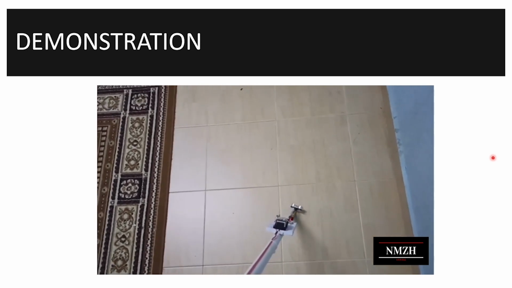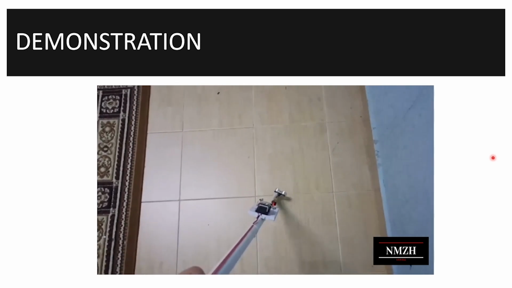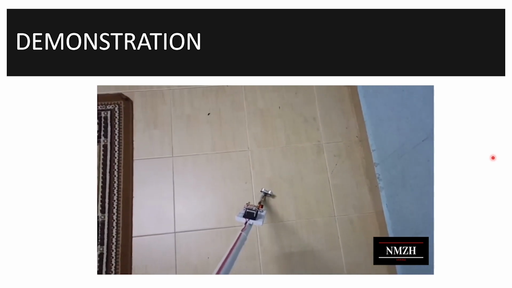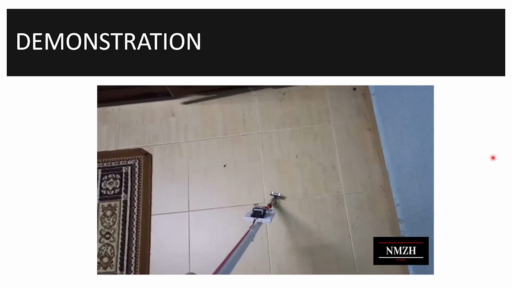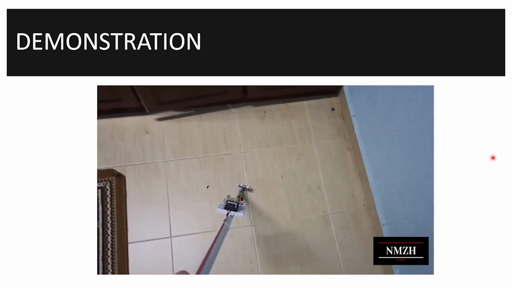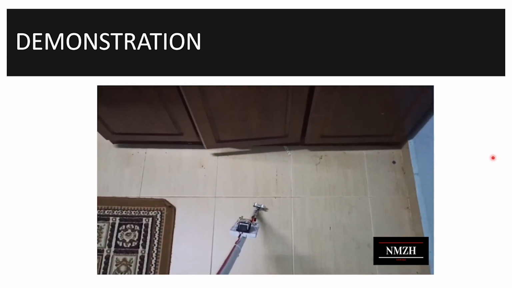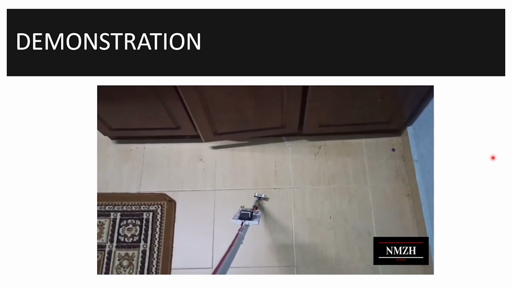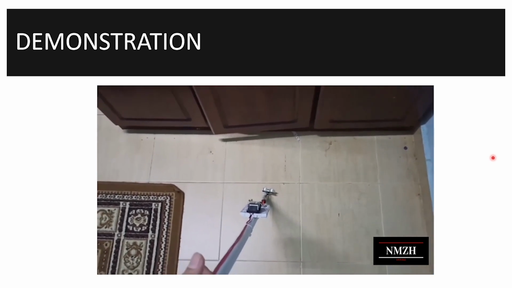So when the user uses this stick, when there is an obstacle ahead of them, it will notify the user. Look, it will make a noise so that the blind person knows.